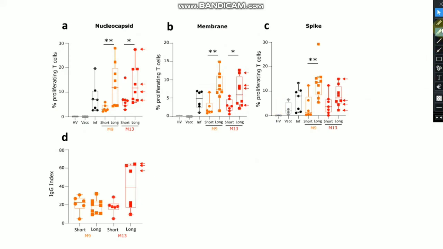So here, as you see in this figure, the HV is the normal individual, no infection.